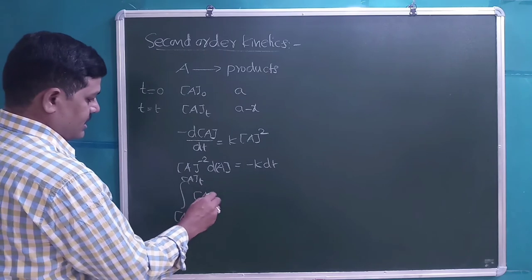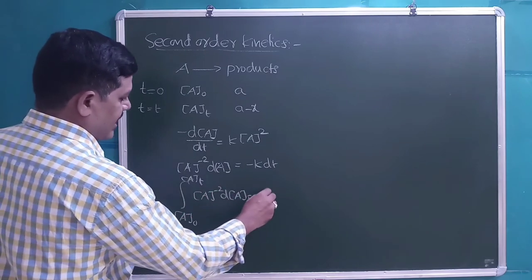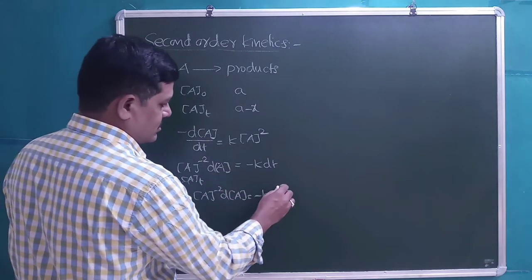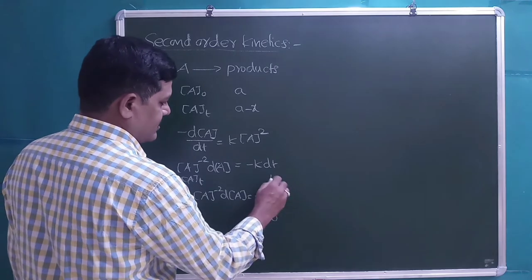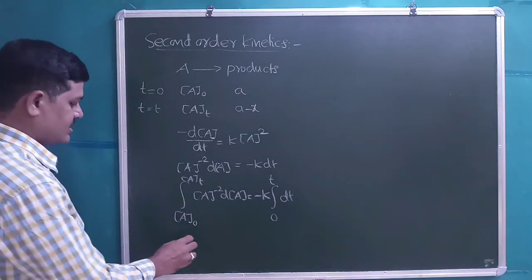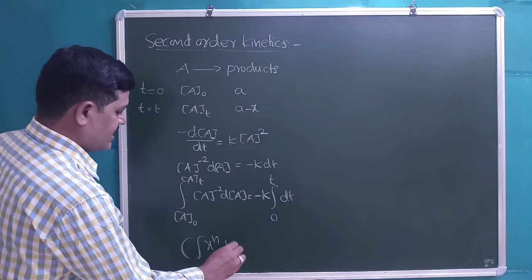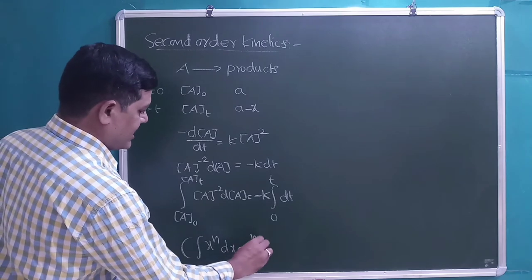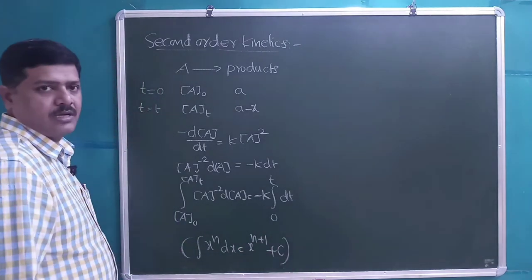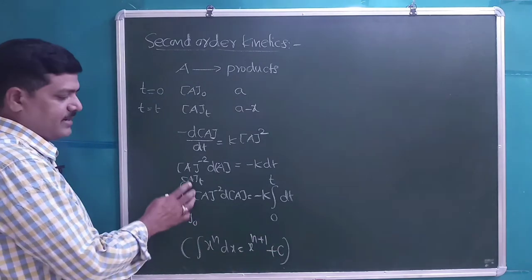that is, integral of A power minus 2 dA is equal to minus k, where k is a constant, so we can write it outside the integration. So minus k integral 0 to t dt. Students, the simple formula we are going to use is integral x power n dx is equal to x power n plus 1 by n plus 1 plus c. Plus c is not required for us because we are substituting the limits, right?